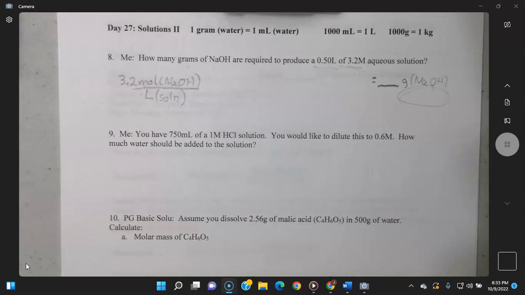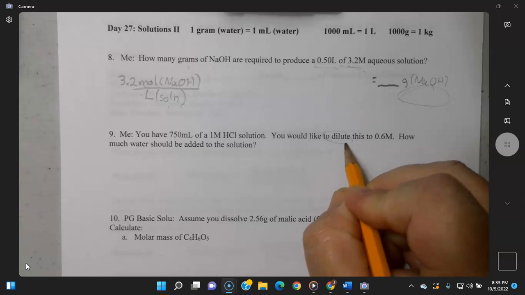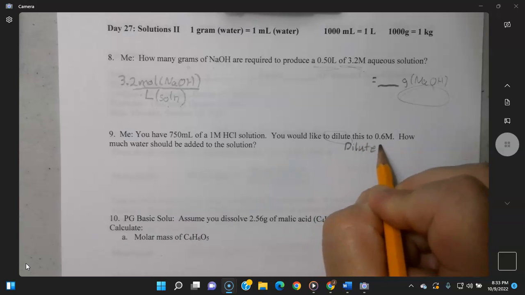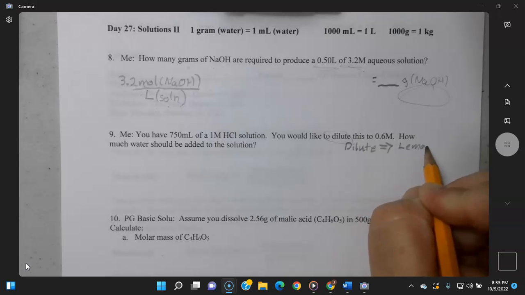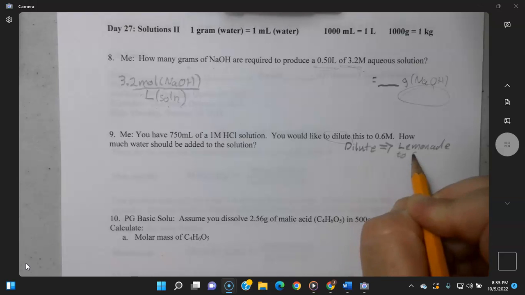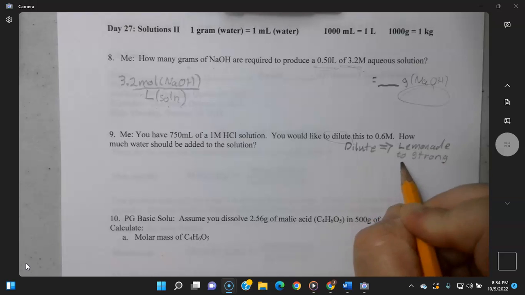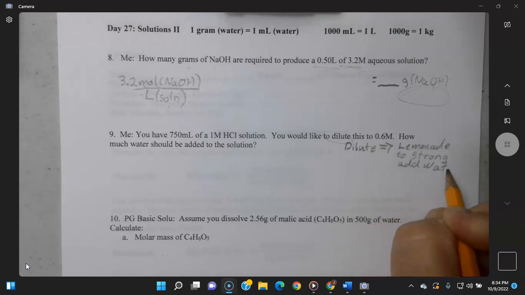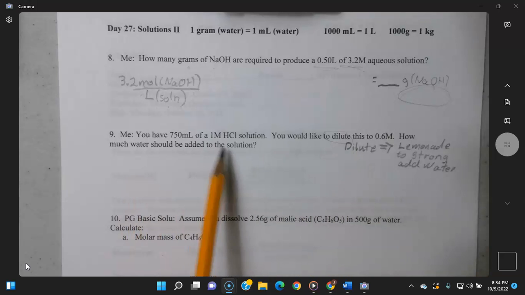Okay, this is a dilution problem. When you see dilution, the word dilute or dilution, it means your lemonade is too strong, so you have to add water to make it weaker so it's not quite as sweet. That's what dilution is. So you have, these are the simplest ones.